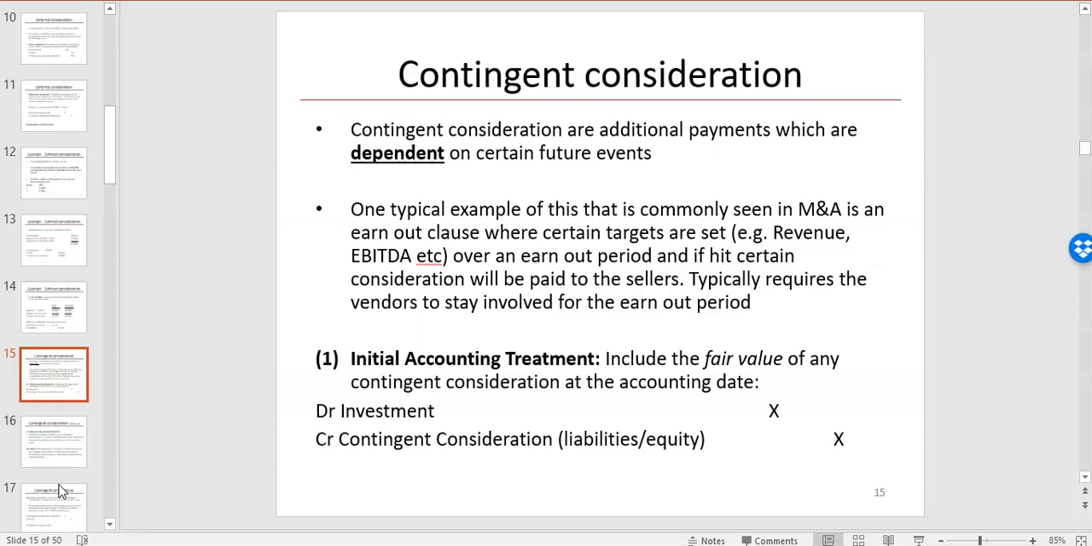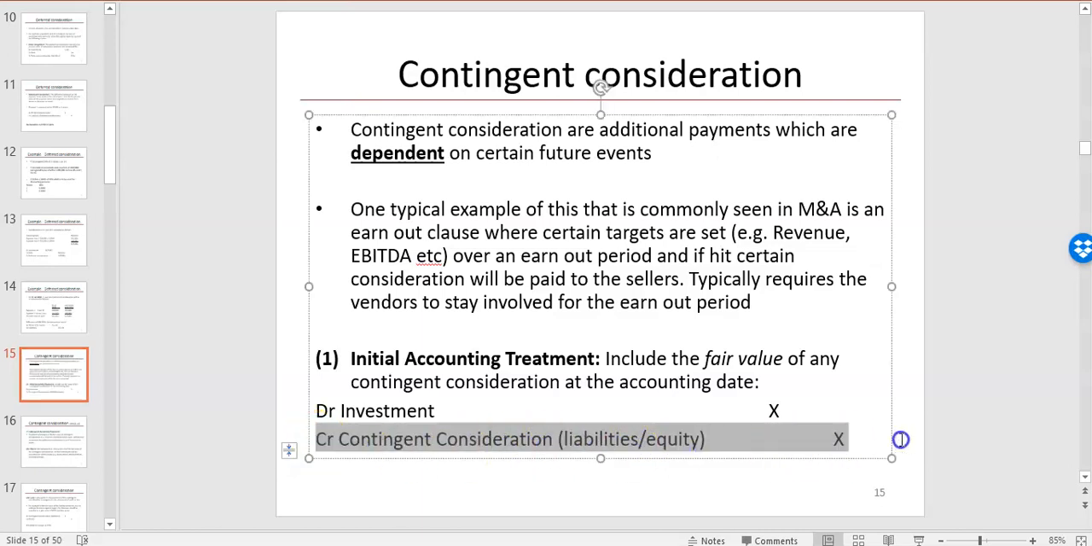So how we account for that then is you're going to have to get an expert to get its fair value at the acquisition date. So at the date of the acquisition, you look at the deal, you look at the conditions of the earn-out clause or whatever contingent consideration is, and you see how likely it is to have to be paid. And you get that fair value and you debit the investment and you credit contingent consideration.